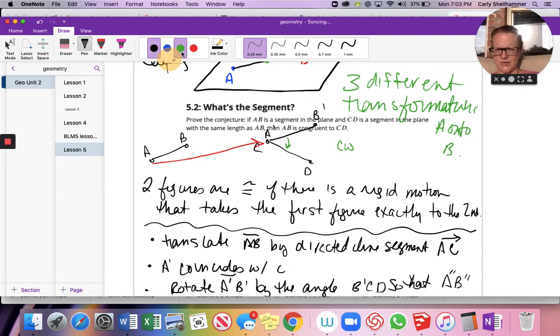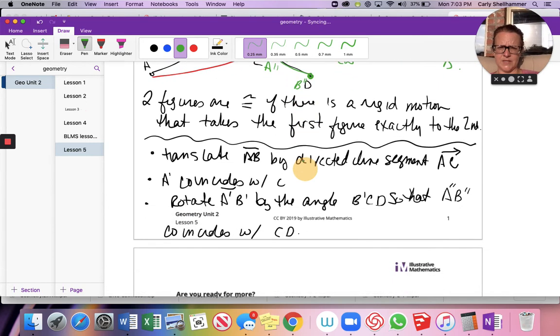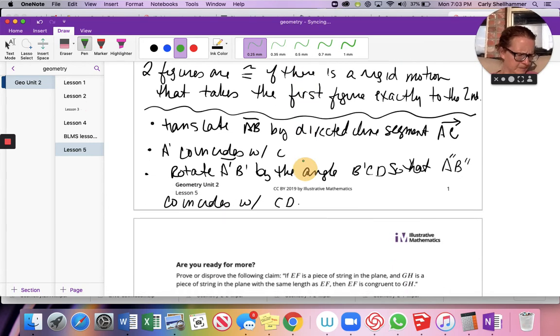So I'm going to go back to green. So we just rotated it. So now we're going to be right here, and it's going to be A double prime, B double prime, right on top of CD. That's how we know that they are congruent. And there we go. So there are rigid motions.